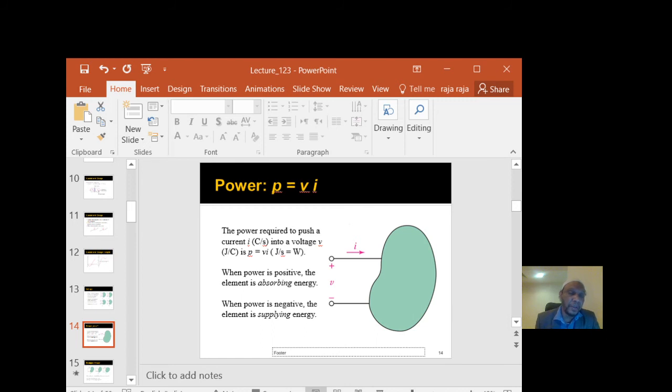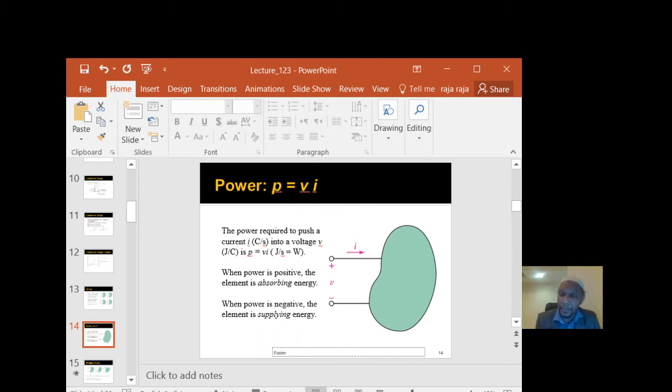This is terminal A, this is terminal B, for example. We want to push a current into a voltage V, so we need power. That power we can say is P equals V multiply I. Okay, so when power is positive, the element is absorbing energy.